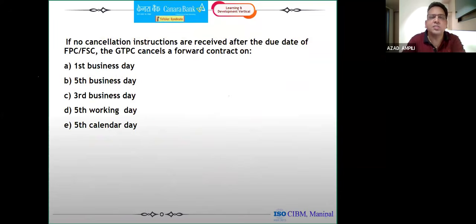Yes. If no cancellation instructions are received after the due date of forward purchase contract or forward sale, the GTPC cancels a forward contract. Venkatachalam ji, very good. You have made it right. Almost all are giving right answers. Very good.